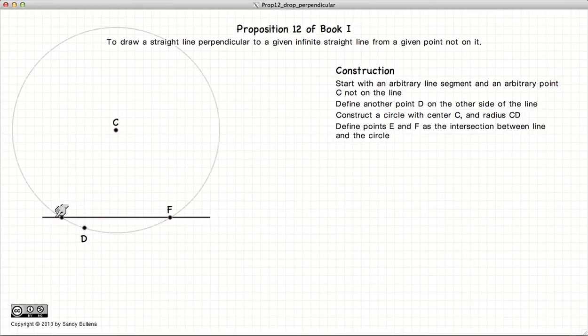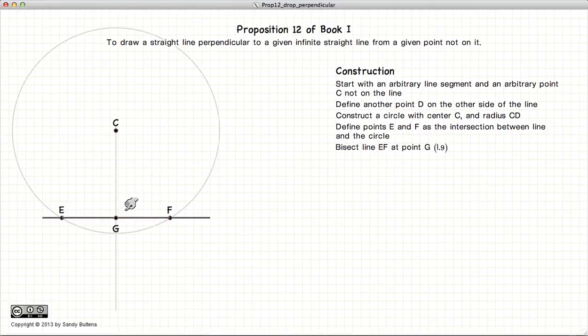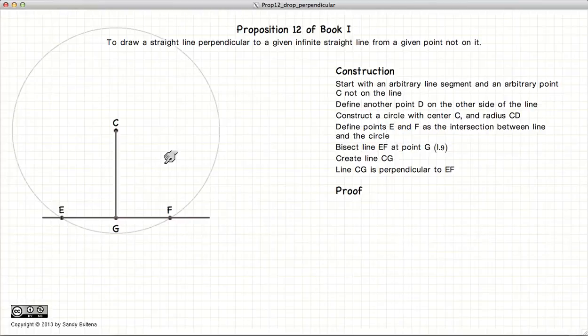Now we will bisect the line segment EF. Now point G is the midpoint between E and F. Connect the points C and G. Now CG is perpendicular to our original line. So how do we go about proving this?